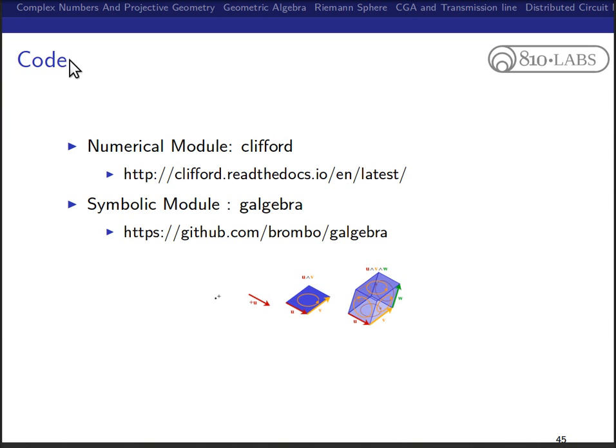Okay, so how do we verify everything we did here? There's a couple of software packages we use. There's one numerical Clifford Python module called Clifford, which you can get at this link. These are all open source, obviously. There's also a symbolic module which we used for a lot of the computation, called Algebra, and you can find that at this location. So all of our results have been verified to be equivalent numerically with their complex counterparts.